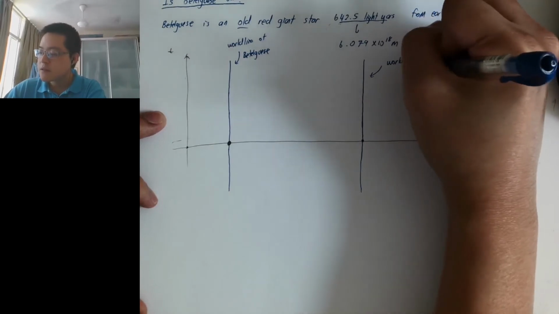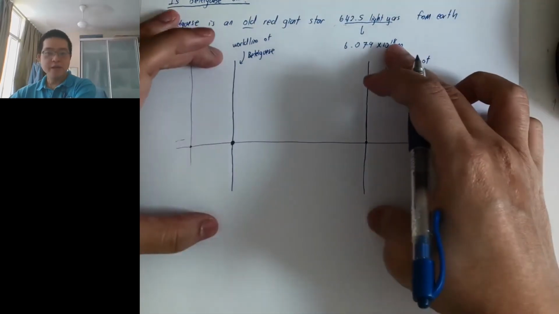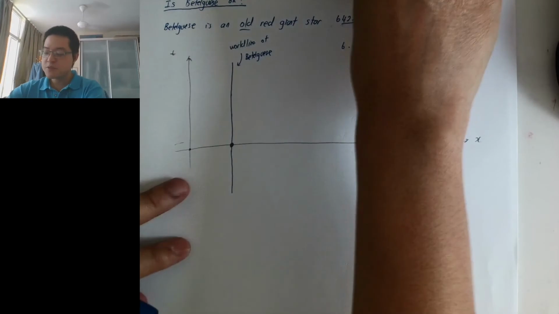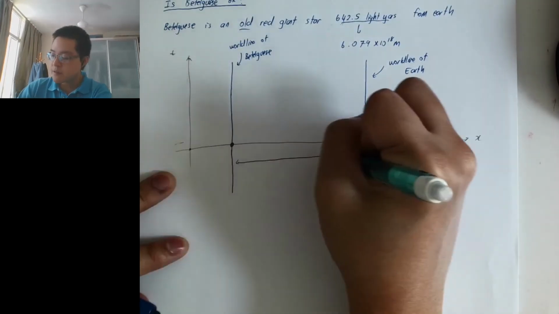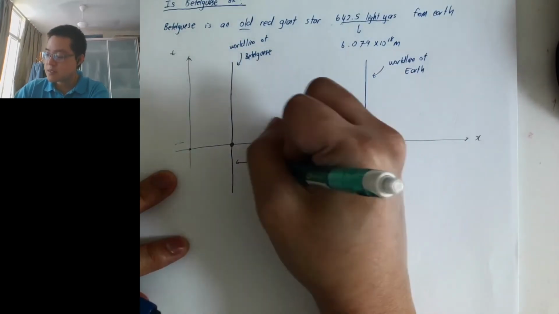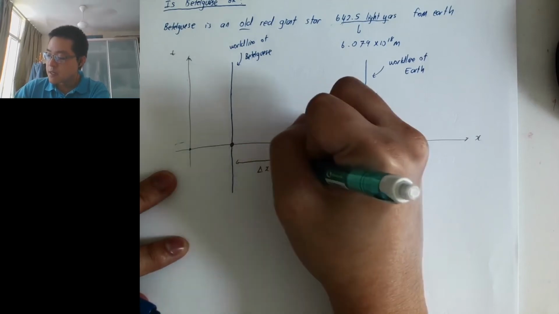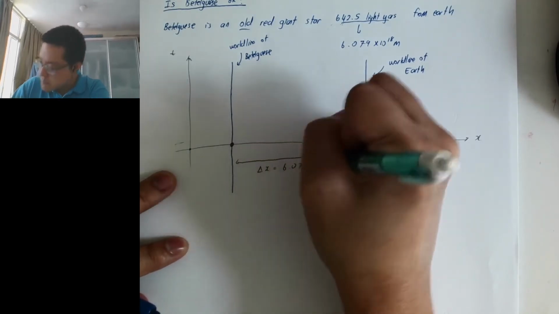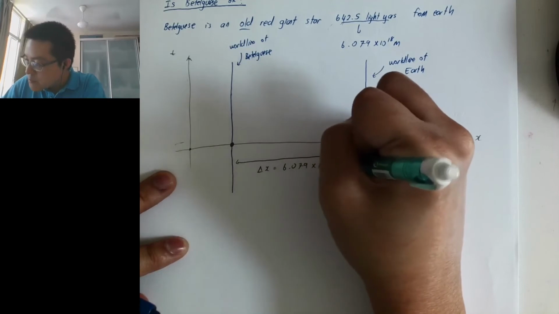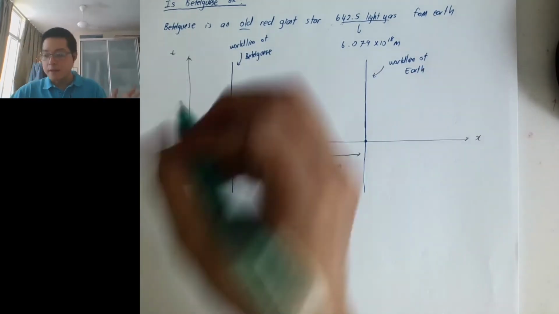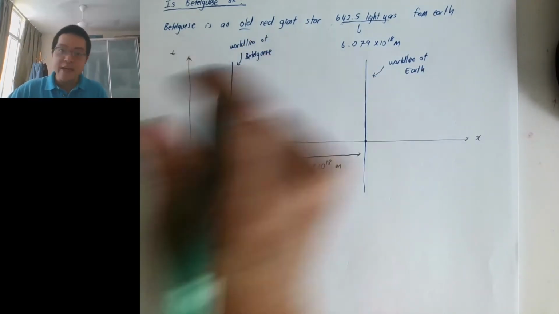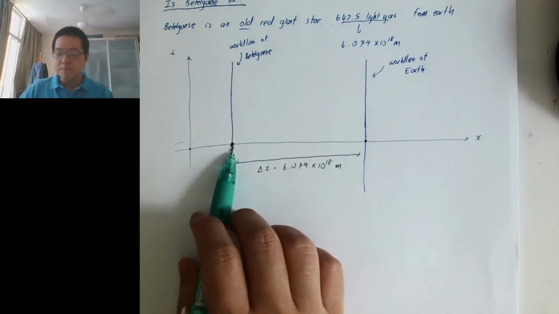Of Earth. So we are relatively not moving, okay? And then the distance between these two is 642 light years. So in SI units, my distance is 6.079 times 10 to the 18 meters. Okay, so if the event P, so the event is something happening at some position at some time.